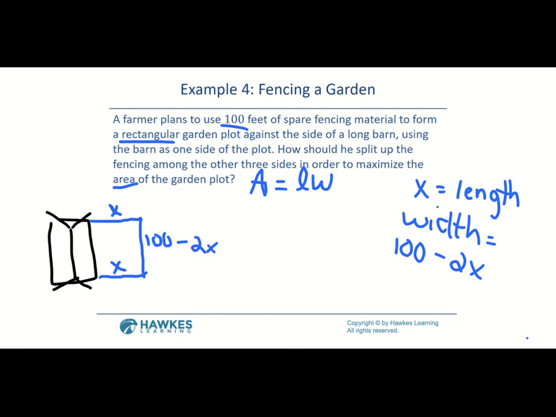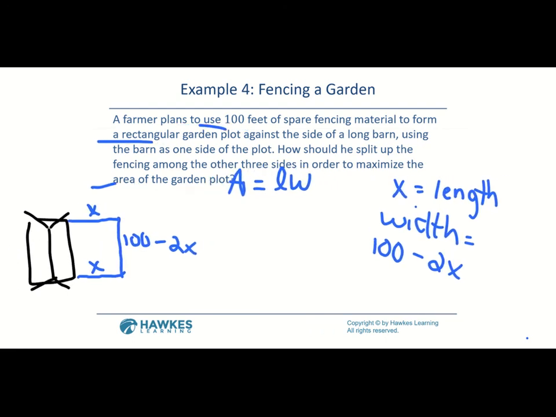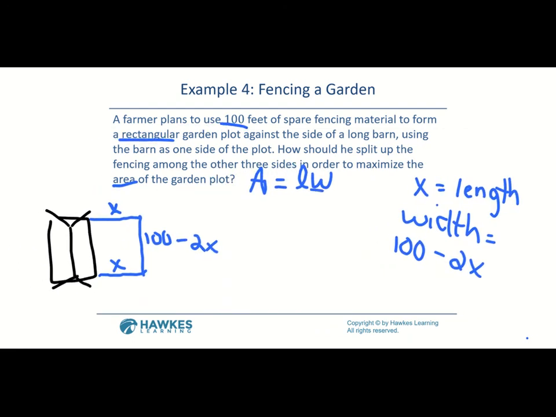All right. So now what we need to do is put this together into a problem so we can solve it to find the maximum area of the garden plot. We're going to start off by using our area formula: area is equal to length times width. So I know my length and I know my width. Our area is equal to x times 100 minus 2x.